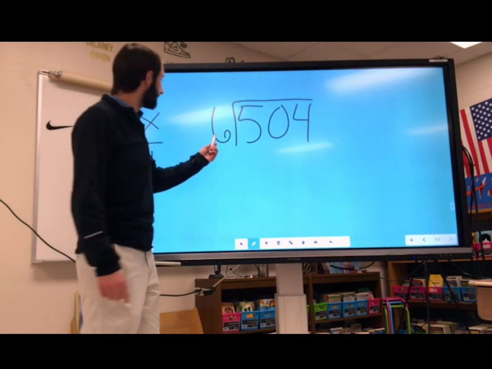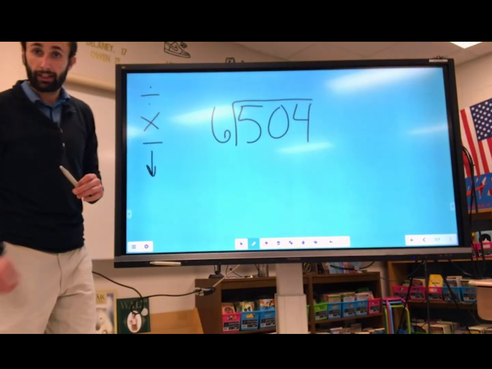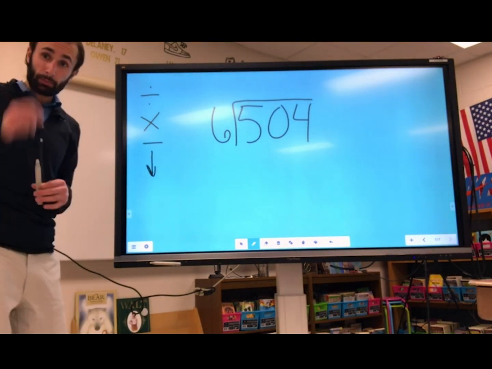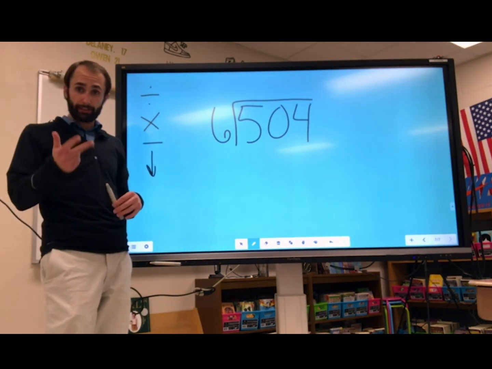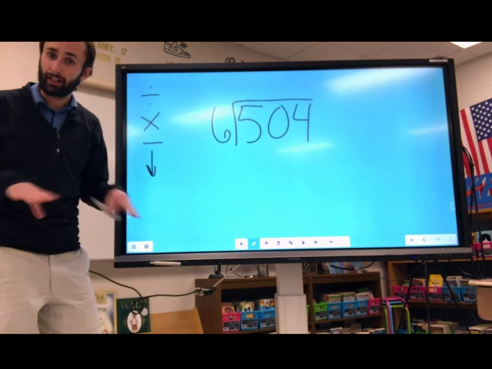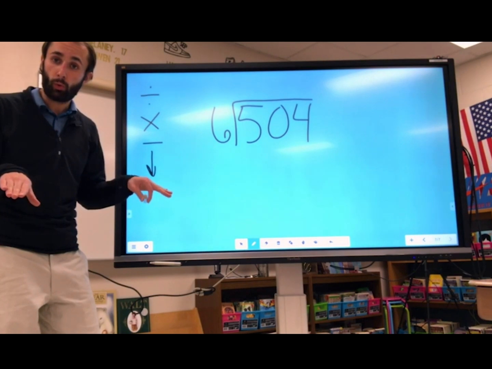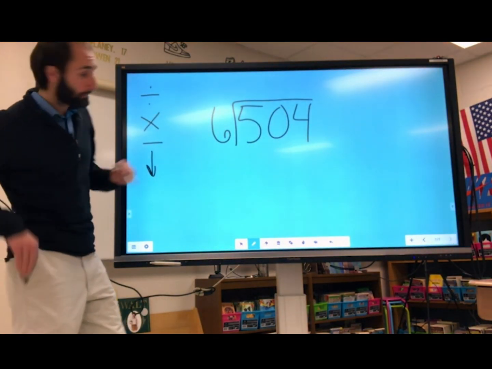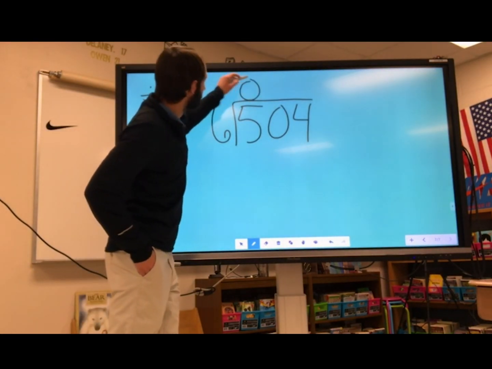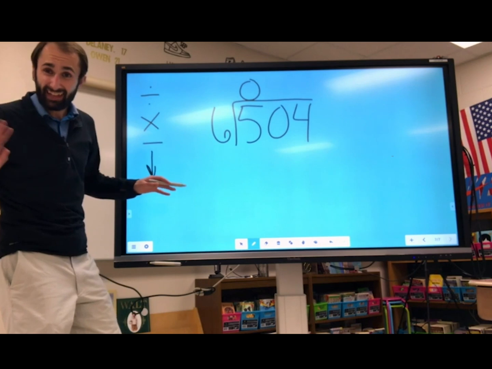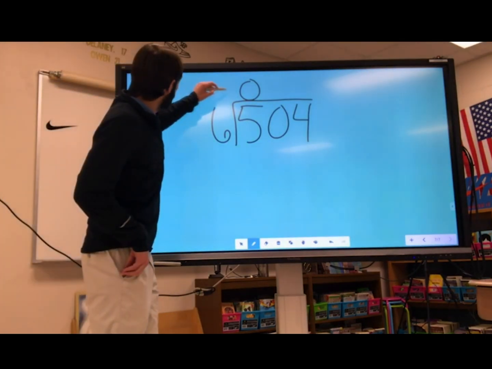How many times does 6 go into 5? That is impossible. Because if we list our multiples of 6, they go 6, 12, 18. Well, 6 is already higher than 5, so we cannot do it. It's a no-go. You put a 0 on there because we can't do it. It's not a thing we can do. We divide.